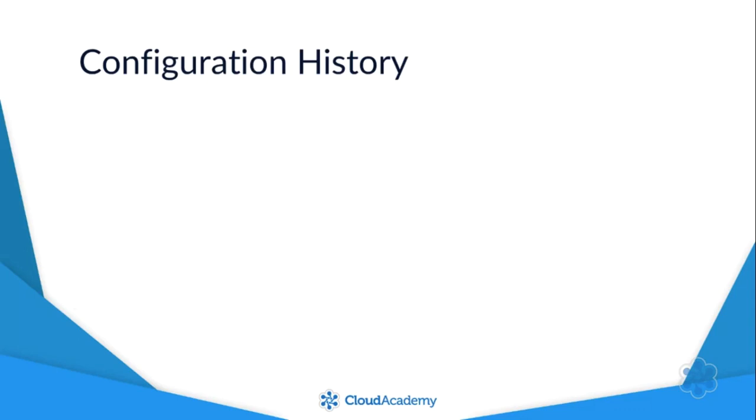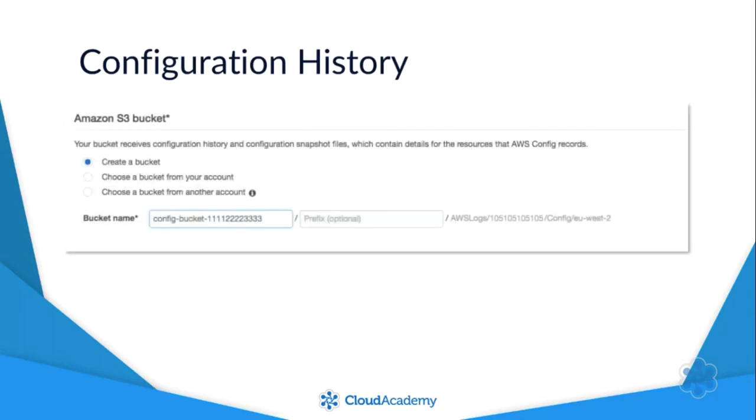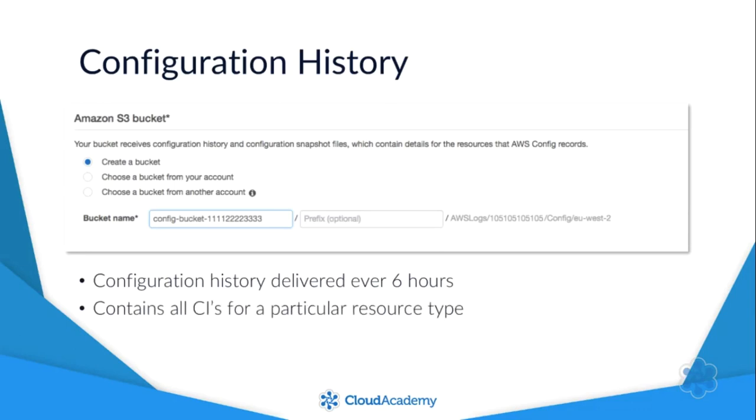Or you could access the history via the AWS Management Console. Additionally, AWS Config also sends a configuration history file for each resource type to an S3 bucket that is selected during the setup of AWS Config. This configuration file is typically delivered every 6 hours, and like I say, it contains all CI changes for all resources of a particular type. For example, there would be one configuration history file covering 6 hours for all RDS DB instance changes in one region.